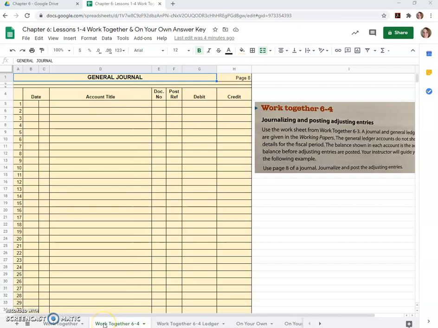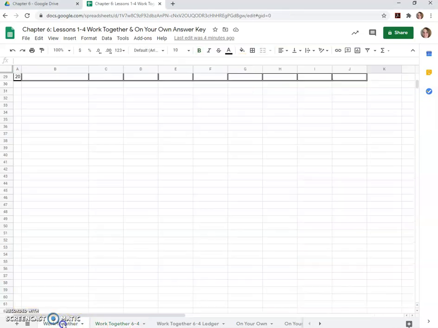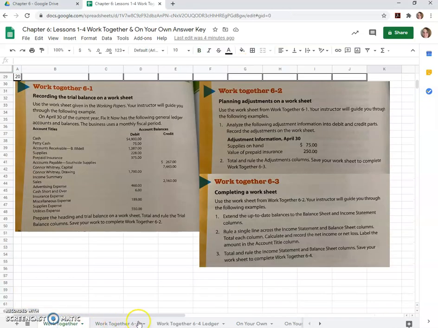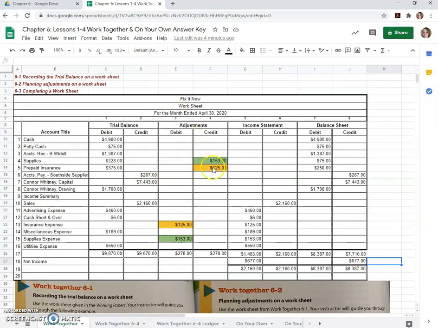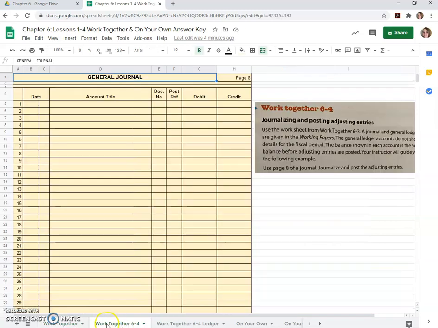Okay, so this will be the Work Together 6-4 video where we do journalizing and posting our adjusting entries. We're actually using the information from our worksheet that we did in the previous 3 problems, but we do need to journalize and post these adjustments. So if you remember, we figured out we had $153 in supplies and a credit to prepaid insurance of $125. So we're going to go ahead and journalize those on our 6-4 tab here.